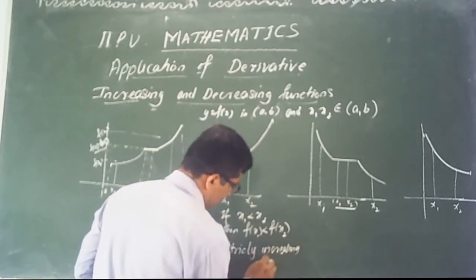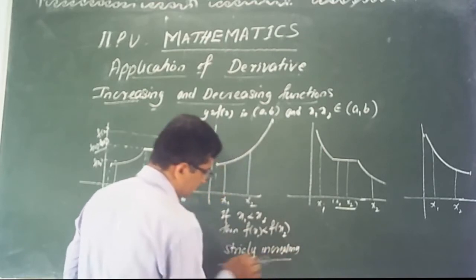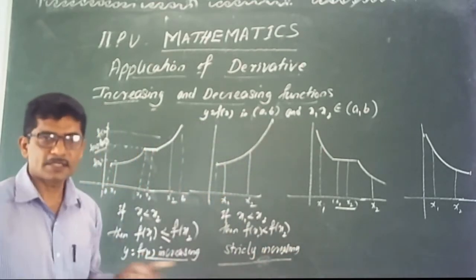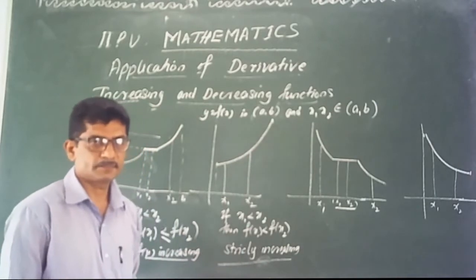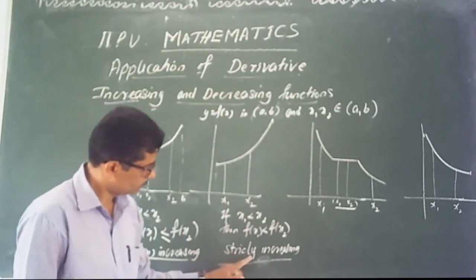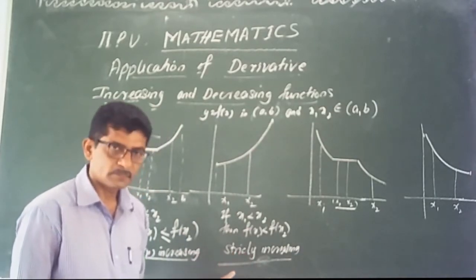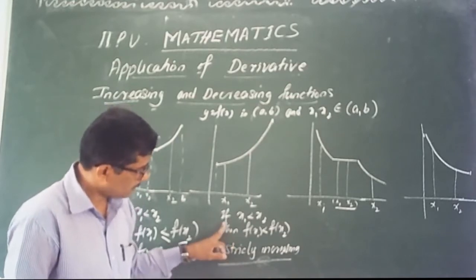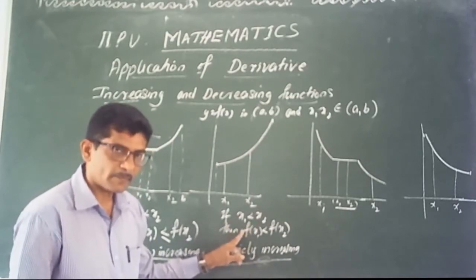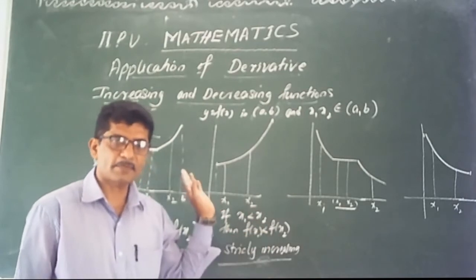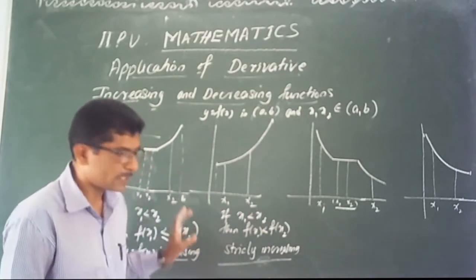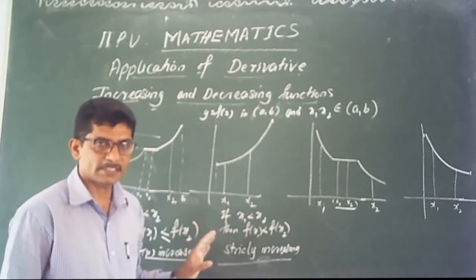Increasing functions, strictly increasing functions. Is it clear? If x1 is less than x2 and f of x1 is less than f of x2, then it is said to be a strictly increasing function.